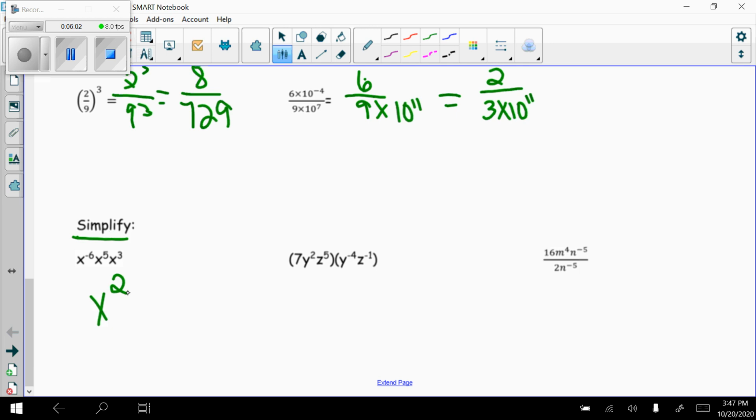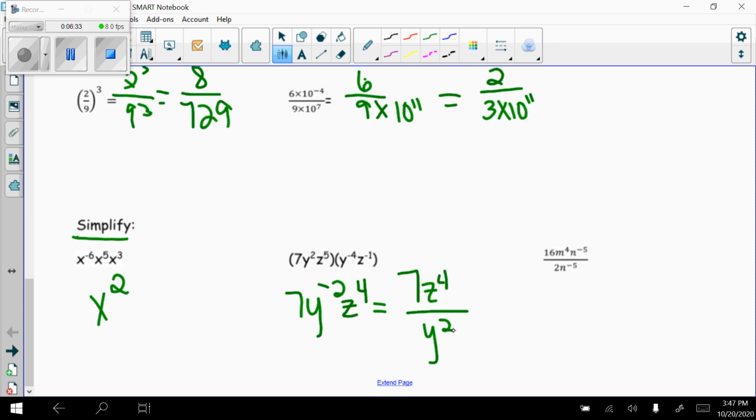Here I want to multiply. The only number I have is 7, so 7. Y squared times y to the negative 4th. So I add my exponents. So I get 2 plus negative 4, negative 2. Z, 5 plus negative 1, 4. I could not leave my answer like this because I have a negative exponent. So everything that's positive exponent stays up top. So 7z to the 4th divided by y squared goes to the bottom to become a positive exponent.